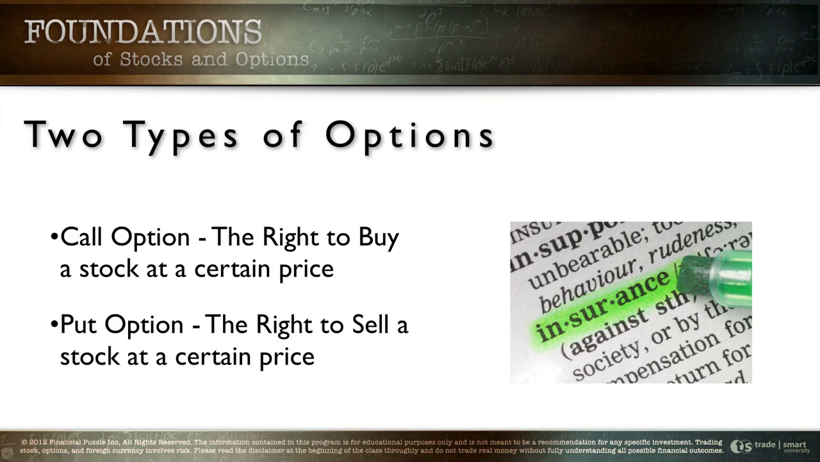There's two types of options. We got calls and puts. Always remember, calls are the right to buy. Puts are the right to sell a stock. All right? Call options and put options. The call is the right to buy. The put's the right to sell.